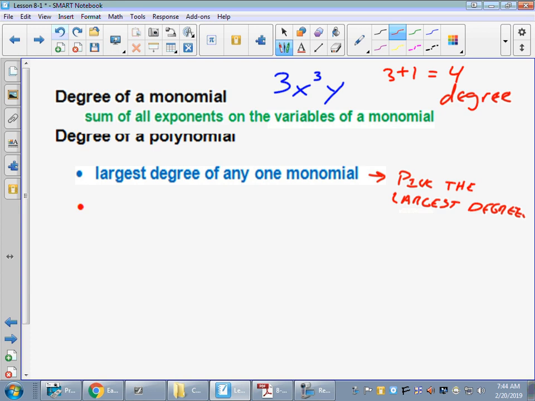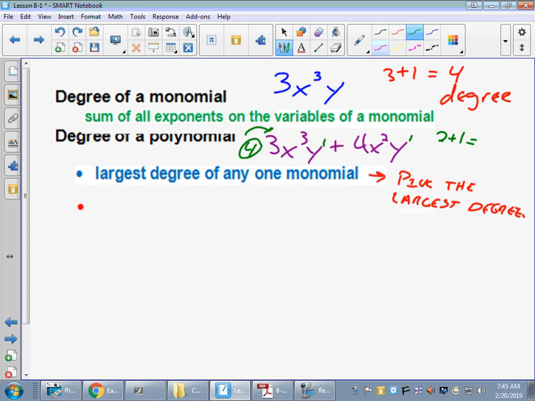Okay. And so, for example, if we said that we had, say, 3x cubed y plus 4x squared y. Okay. So in this case, we're looking at a polynomial. We got two different monomials here. So we look at the degrees, and this degree would be 3 plus 1 for this one, because you got a 3 and you got a 1 here. And over here you got a 2 plus 1.